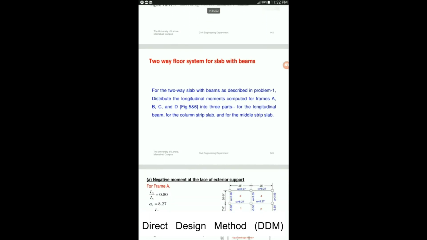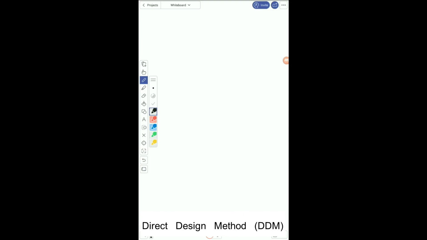Now this is the solved example. Before this one, I am going to explain a few parts. The first step was calculating total factored static moment M0 for each of the 4 rigid frames A, B, C and D. Then the second step, we distributed this total factored static moment into 5 locations. Location 1, then location 2, then locations 3 and 4 at the support points, then there was location 5. This was the negative moment because it is at the support. This was the positive moment in the span. This was again negative, this was again negative, this was again positive.